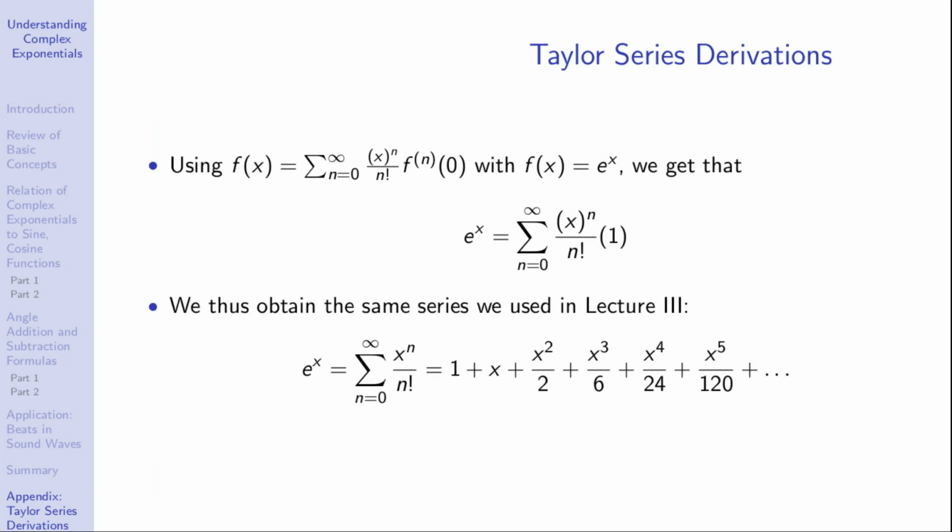Okay, so using our Taylor series formula with f of x equal to e to the x, we get that e to the x is equal to the sum over n from 0 to infinity of x to the n over n factorial times 1. We thus obtain the same series that we used in Lecture 3. So e to the x is equal to the sum over n from 0 to infinity of x to the n over n factorial. And this is equal to 1 plus x plus x squared over 2 plus x cubed over 6, etc.